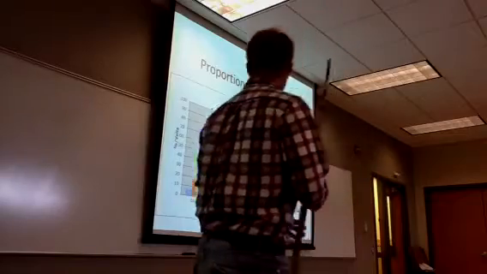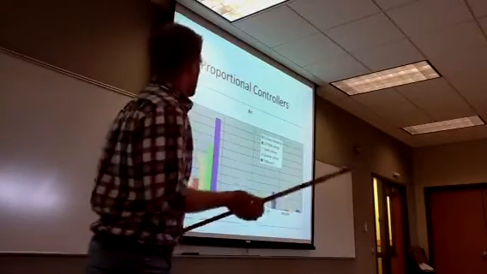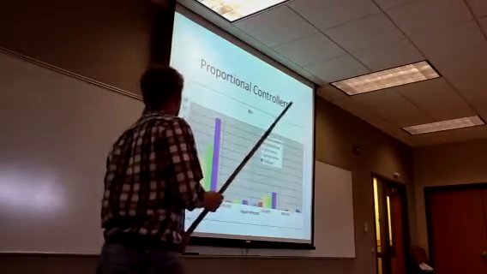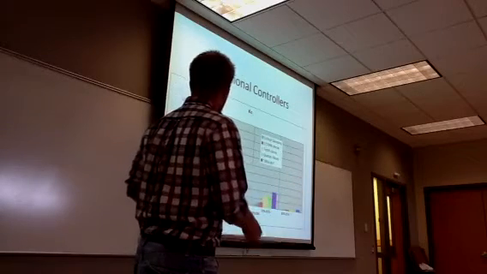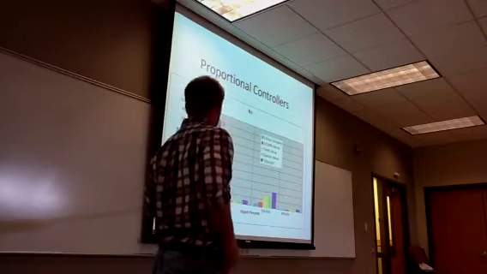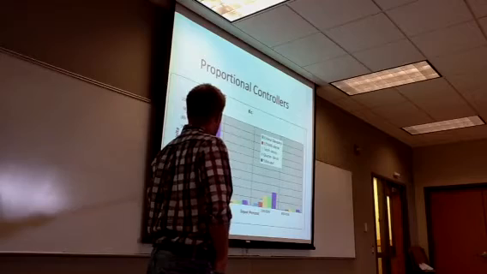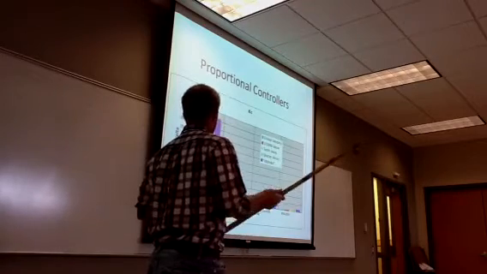These are the Kc values that we got from the proportional only controller. As you can see again, 0 to 50% is a lot higher than the rest of them.